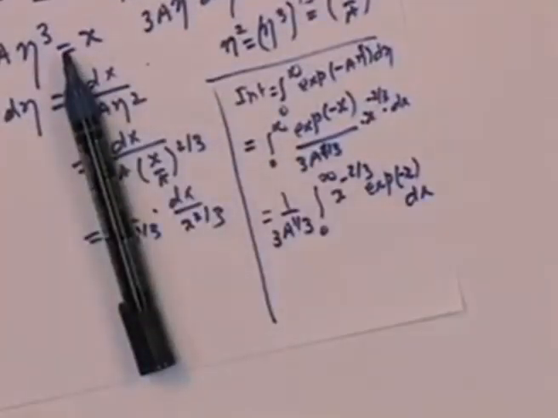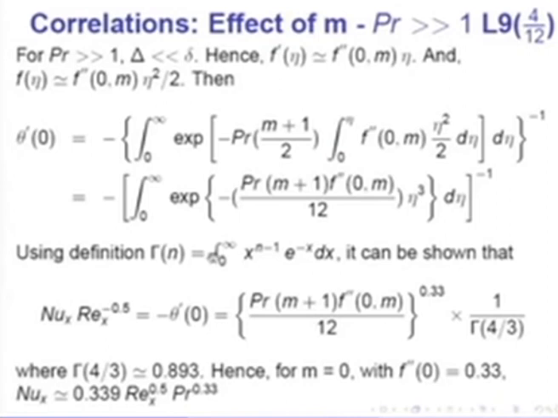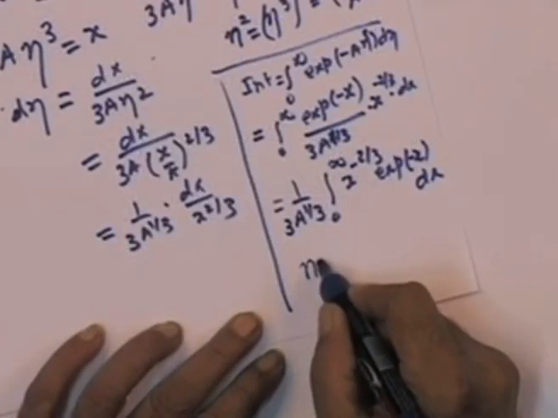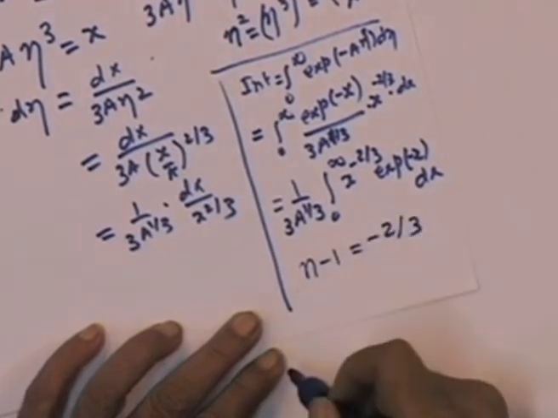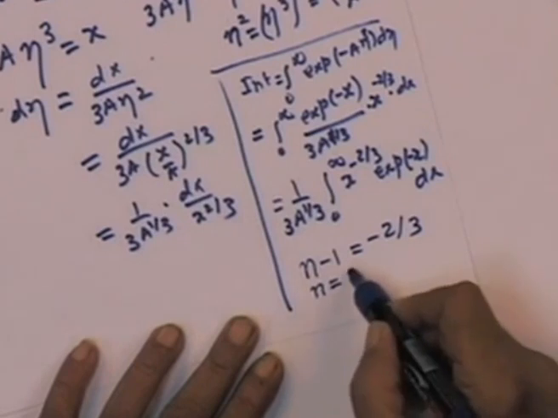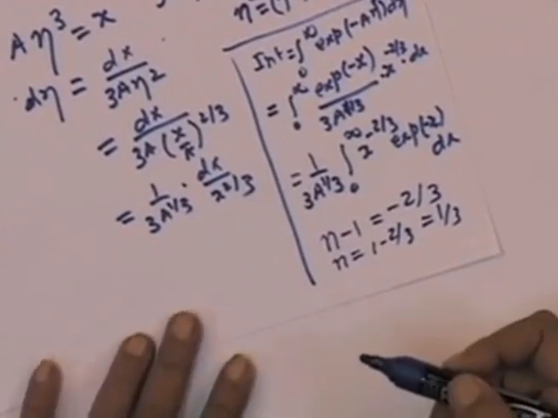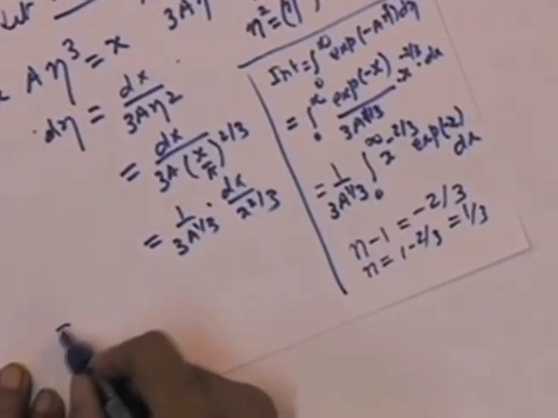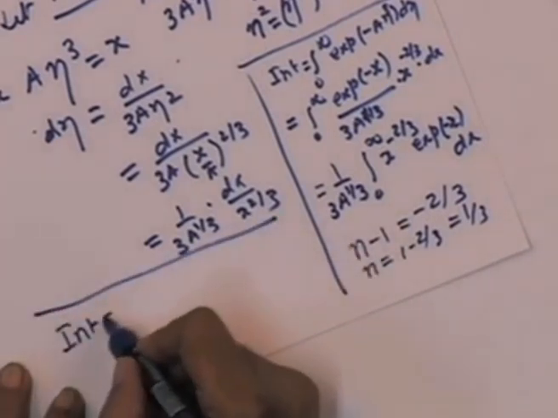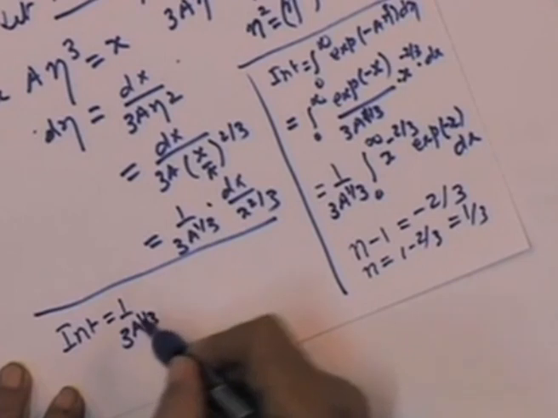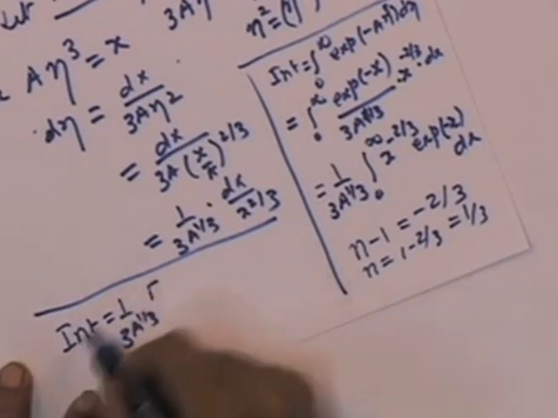Now, recall the definition of a gamma function. It is given as 0 to infinity x raised to n minus 1 e raised to minus x dx. So, in our case n minus 1 is equal to minus 2 by 3, and therefore n will be equal to 1 minus 2 by 3, equal to 1 by 3. So, essentially we have the integral itself equal to 1 over 3 a raised to 1 by 3 into gamma of 1 by 3.